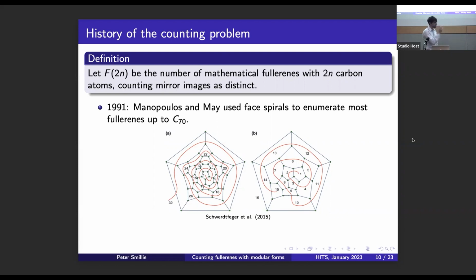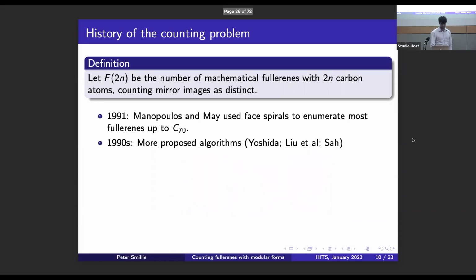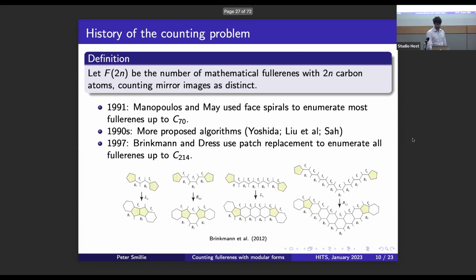In fact, there exist fullerenes that are not spiralable from any pentagon, so you kind of can't count with this approach. In the 90s, there were some more proposed algorithms to count these, including tweaks on the spiral algorithm that let you get around that issue. And then in 1997, the computer scientists got involved.